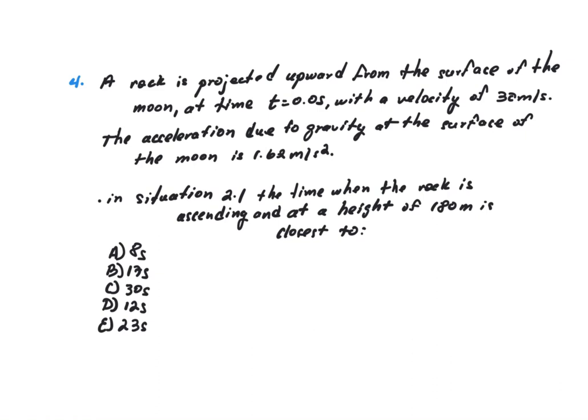Hello, we're going to be working on question 4 for the study plan, chapter 2, question 4. Question 4 says a rock is projected upward from the surface of the moon at a time of 0 seconds with a velocity of 30 meters per second. The acceleration due to gravity at the surface of the moon is 1.62 meters per second squared. In situation 2.1, the time when the rock is ascending and at a height of 180 meters is closest to.